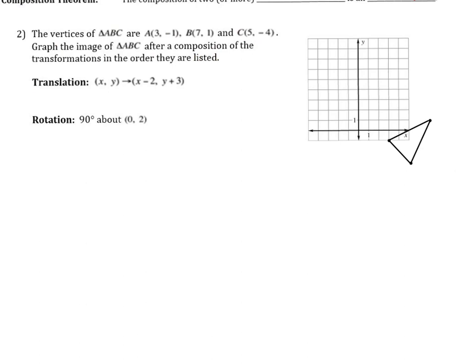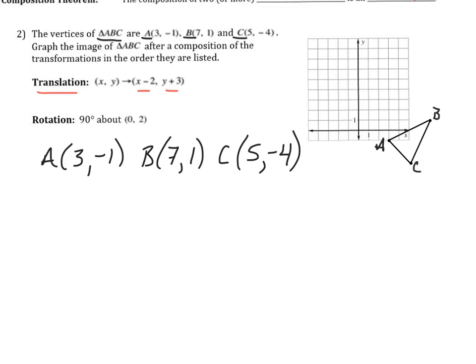Now for the next example, I'm starting off with triangle ABC, which I did graph off to the right, but you don't have to. I'm really only worried about graphing the image in this problem. So we have points A, B, and C, and what I want to do is perform a composition of transformations. So let's start off with the first movement. First thing I want to do is translate the figure according to the rule that they're giving me.